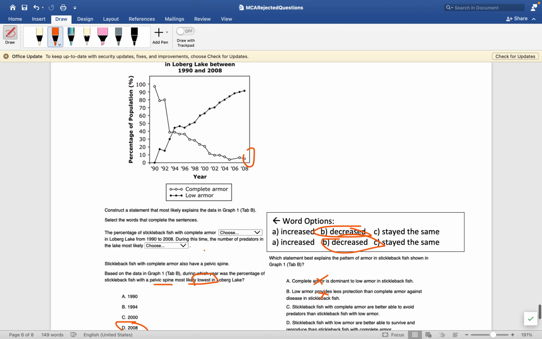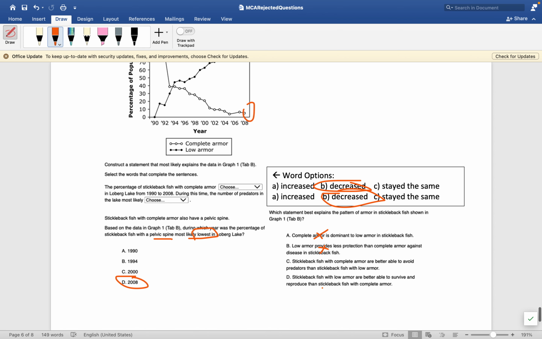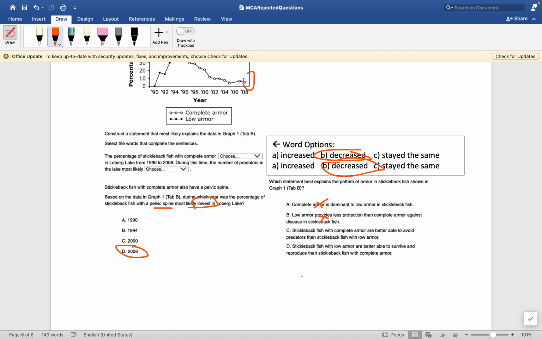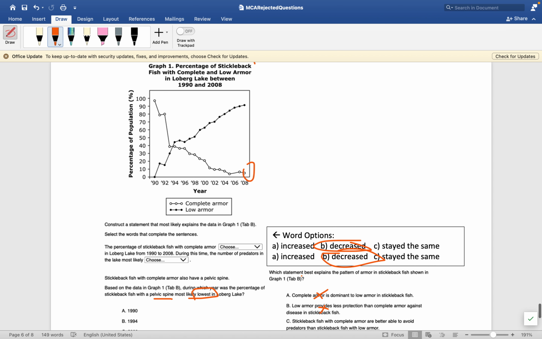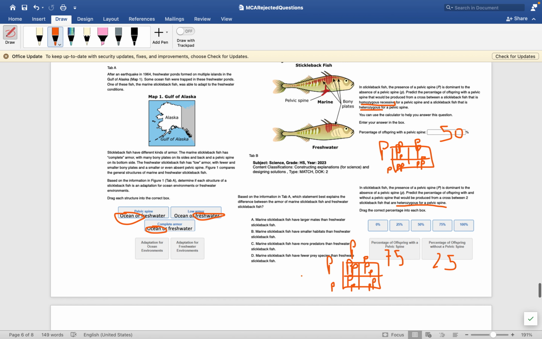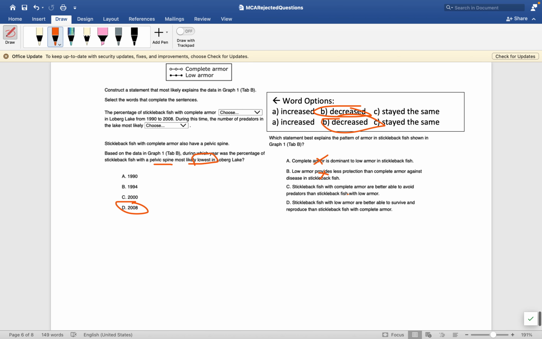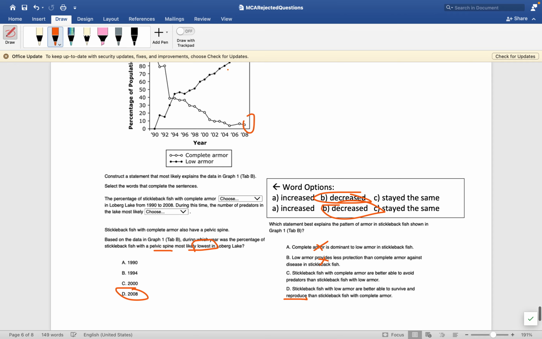Maybe. So if our predators are decreasing and the low armor is going up, and nowhere are we really talking about predators. So going back to this question, yeah, it's like 50-50, but we're not really talking about predators. When you see things that are becoming more common, that has to do with passing on traits, kind of like my funny clownfish story. There will be more funny fish. And so I think D is going to be your best option there.